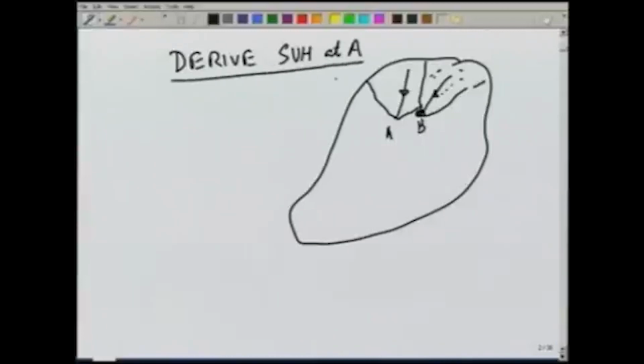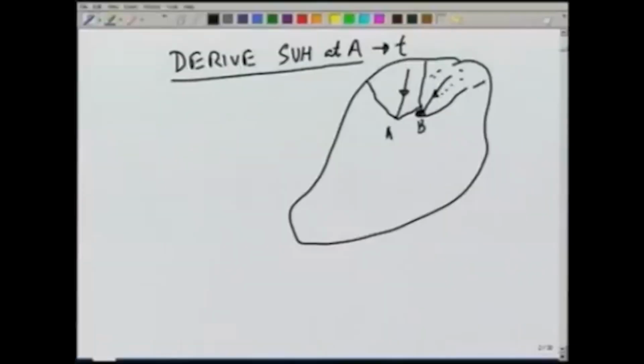And this SUH may have a duration which is not equal to the standard duration TR, it may have some other duration, let us call it T capital R, the required duration. So, this capital R stands for required duration.